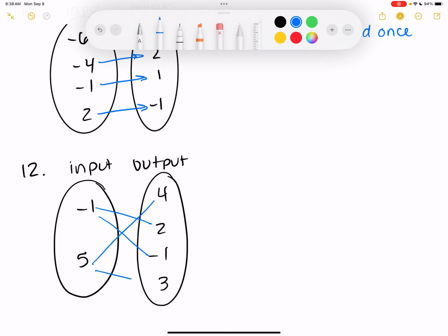Yeah, so anytime there's more outputs than there are inputs, that should be an automatic not a function, because we can't have that. So this one is not a function. You can say there's more outputs than inputs, or you can say each input is not used or is used more than once.